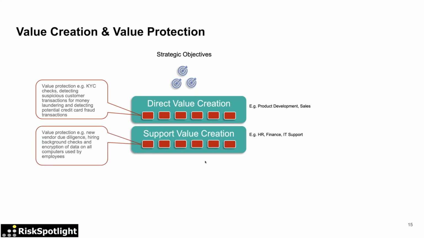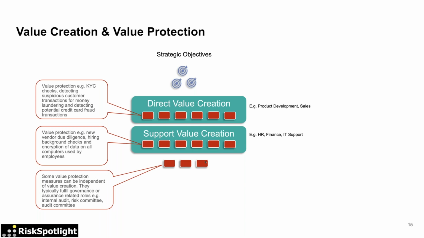And then in the support part of your organization, you also need value protection. That's where you do new vendor due diligence, where you're entering into a relationship with a new vendor. It's not direct value creation, it's support value creation, but you're still exposing the organization to certain risks. So we also need to think about value protection. Doing the background check as part of hiring, encrypting the data when we give laptops to all the employees, so that if they forget the laptop on the train, somebody is not able to get access to all the customer or company information. So there are value protection aspects which need to be part of both the direct value creation and the support value creation activity.